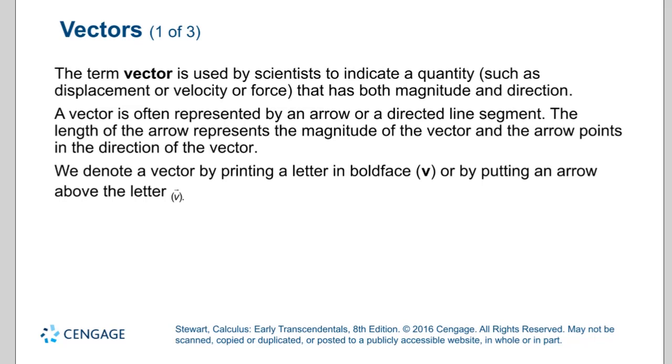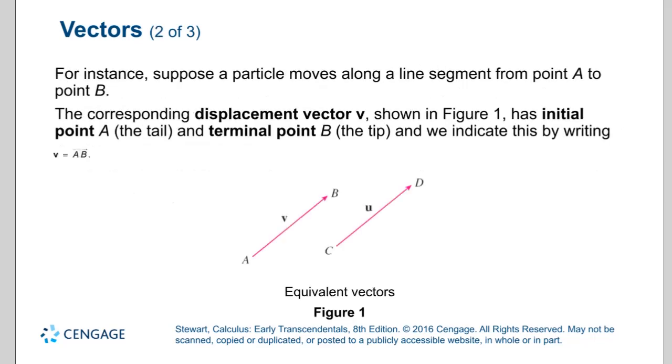So we denote a vector by printing the letter bold and putting an arrow over it, denoting the direction of it. For instance, we have two vectors drawn on the paper below. We have AB, which is vector v. Now that's known as a displacement vector, with an initial point of A, that's where it starts, and a terminal point where it ends, of B. You also see that vector u, CD, is the exact same direction and the exact same length. So we can say that those two vectors are equivalent.